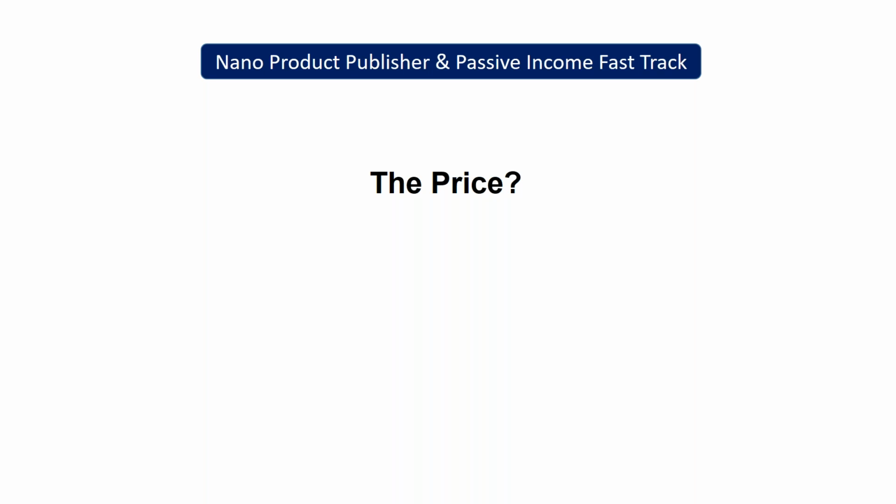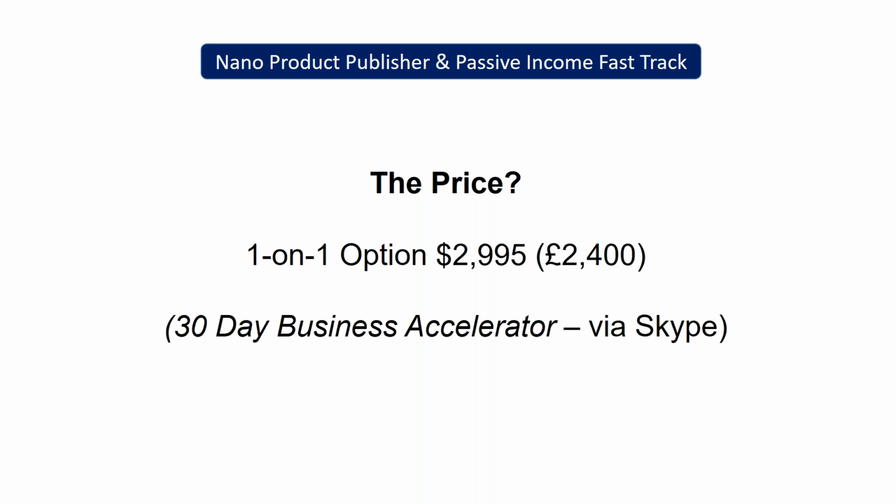Now the price. There is a one-on-one option for this. It's not for everyone, but if you've been on my list, you will probably know about this. I do this occasionally, and that's $29.95, which is around £2,400, and it's called the 30-day business accelerator. You might remember this. Over 30 days we have 4 one-on-one Skype calls. So it's 4 hours, but just me and you personally working together on your business.